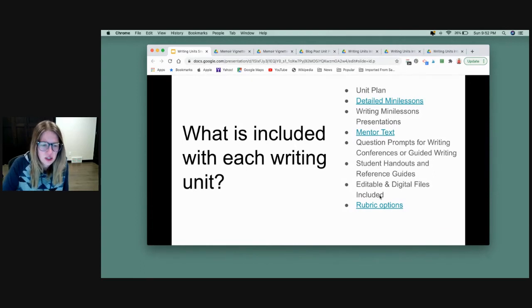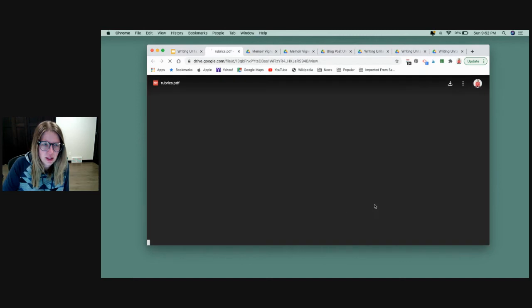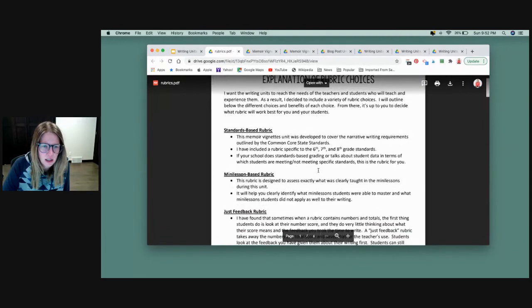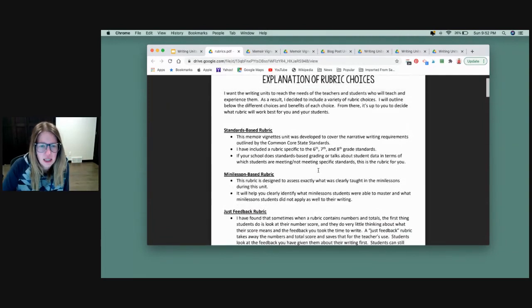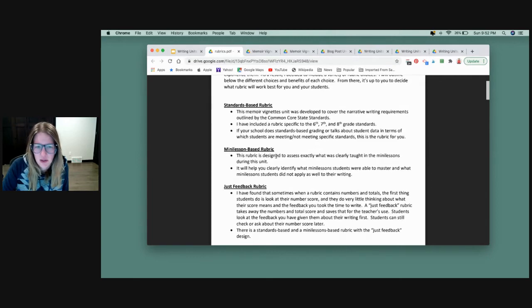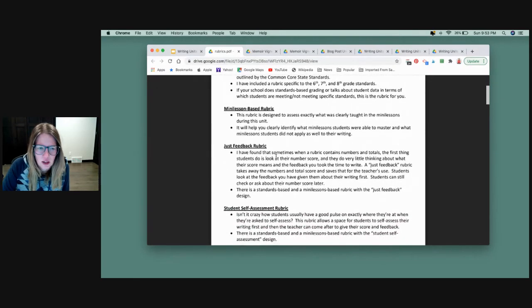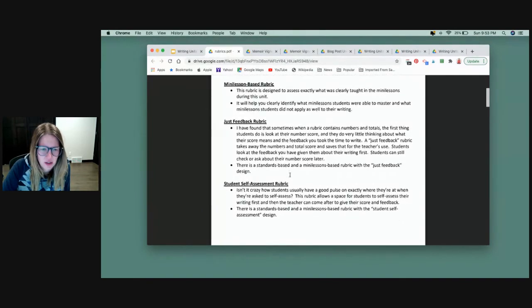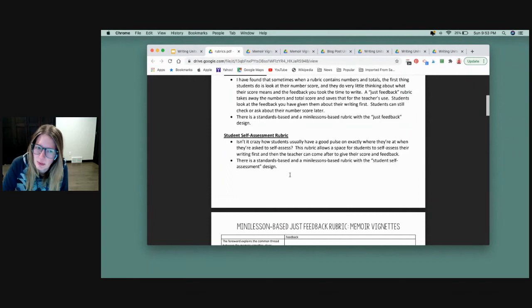And then also included in each writing unit are different rubric options. The different rubric options include a standards-based rubric, which is totally aligned to the Common Core state standards for each grade level. There's also a mini lesson based rubric that is written specifically to the mini lessons that were used for that unit. There is a rubric called just feedback. What I found is a lot of times students will just look at their score and they won't look at anything that you've said to them. So it basically has the criteria, and then it has places for teachers to write feedback to students. And then the last one is a student self-assessment rubric.